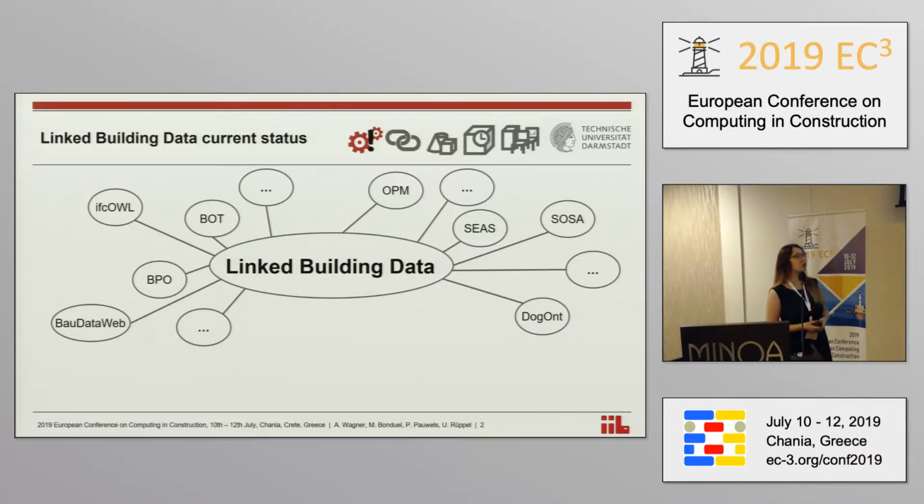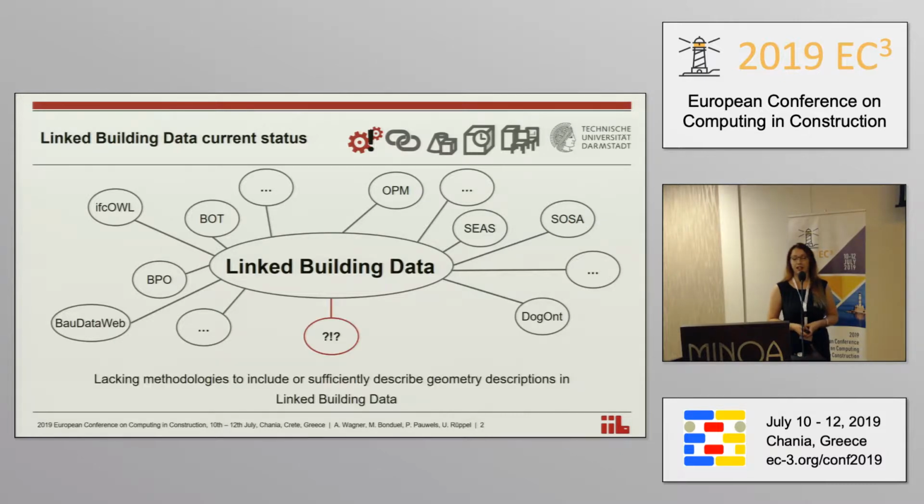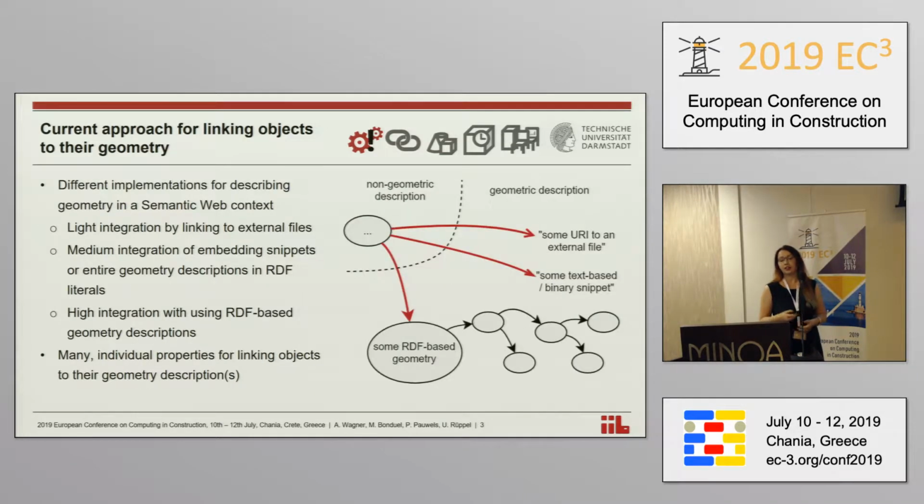But as we all know, building information modeling also needs, at least sometimes, or most of the times, geometry. And we don't have anything for that in the semantic web. So we need unified methods to link to geometries from the linked building data. So we can describe geometry differently.